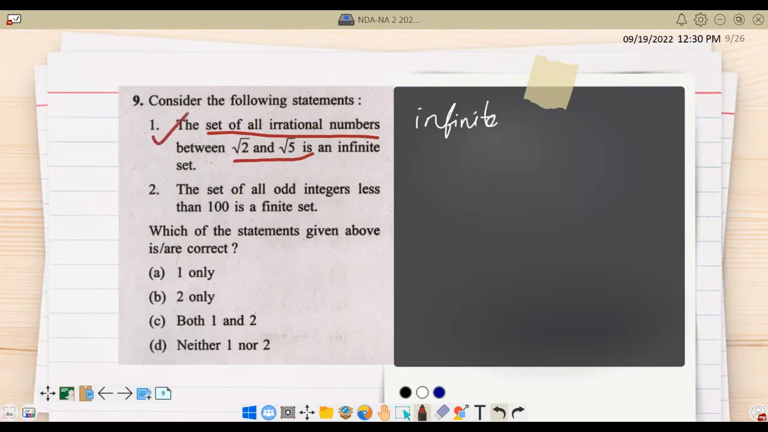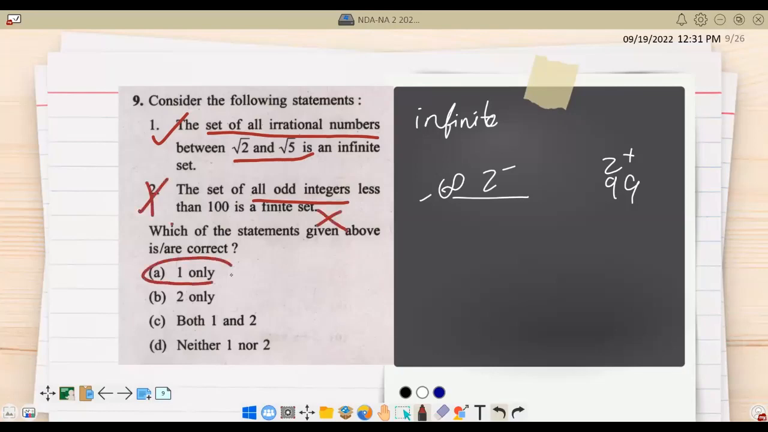Then we'll see the second statement: the set of all odd integers less than 100 is a finite set. They have given odd integers, so the odd integers will have negative integers and positive integers, and they have given less than 100. They have only said about the positive set, that is till 99. They didn't say about the negative integers. The negative integers go to minus infinity. So it is not a finite set. So the second statement is wrong. So the answer is statement 1 only correct.